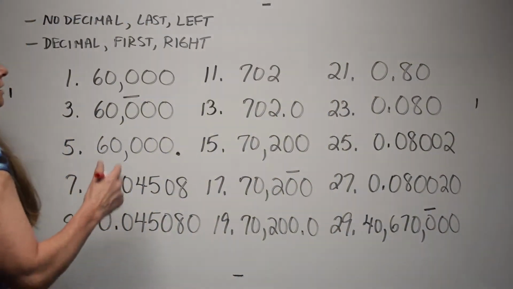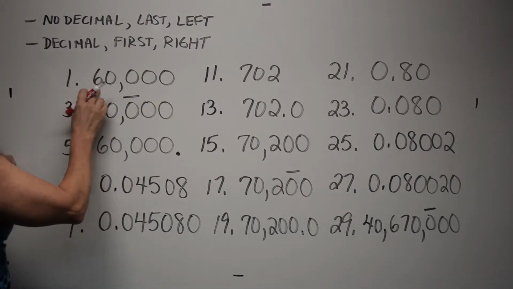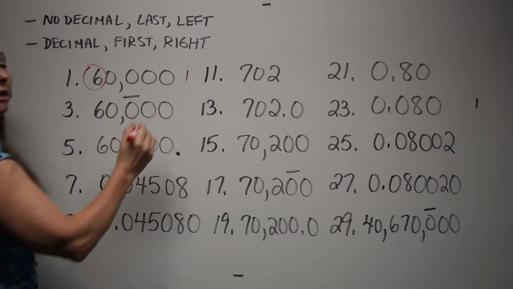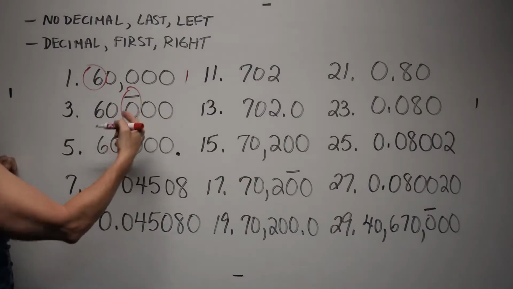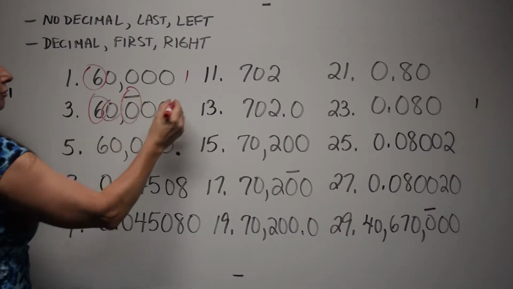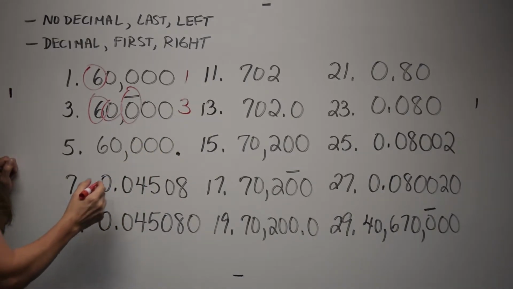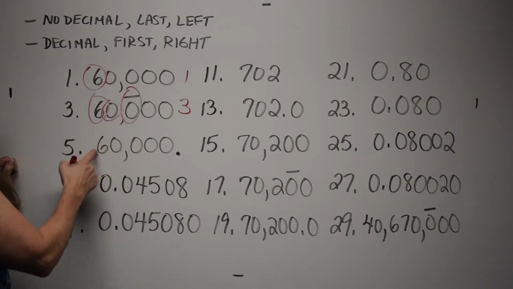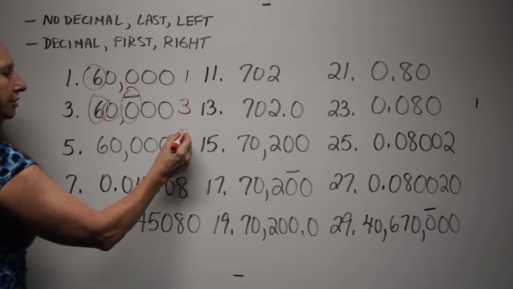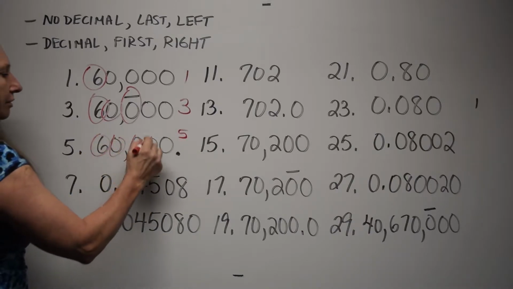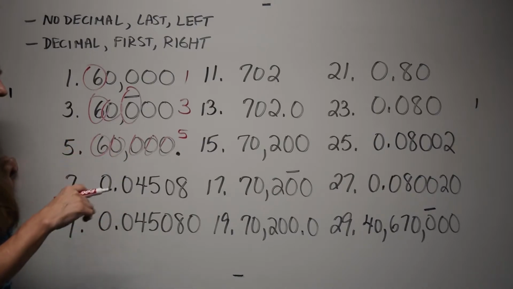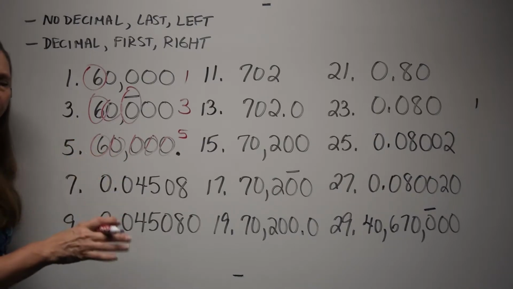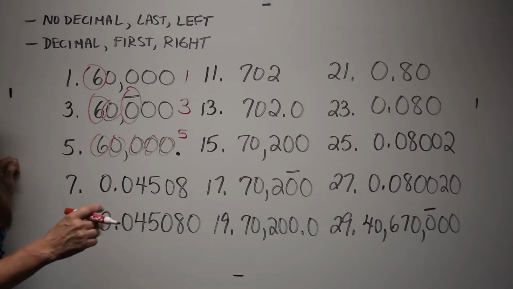No decimal, last and to the left, one significant figure. No decimal, last and to the left, three significant figures. This one has a decimal, go to the first and to the right, so that's five significant figures. Okay, I think I'm going to stop circling at this point. We're going to try to go a little bit faster. If it helps you to continue circling, please continue circling.